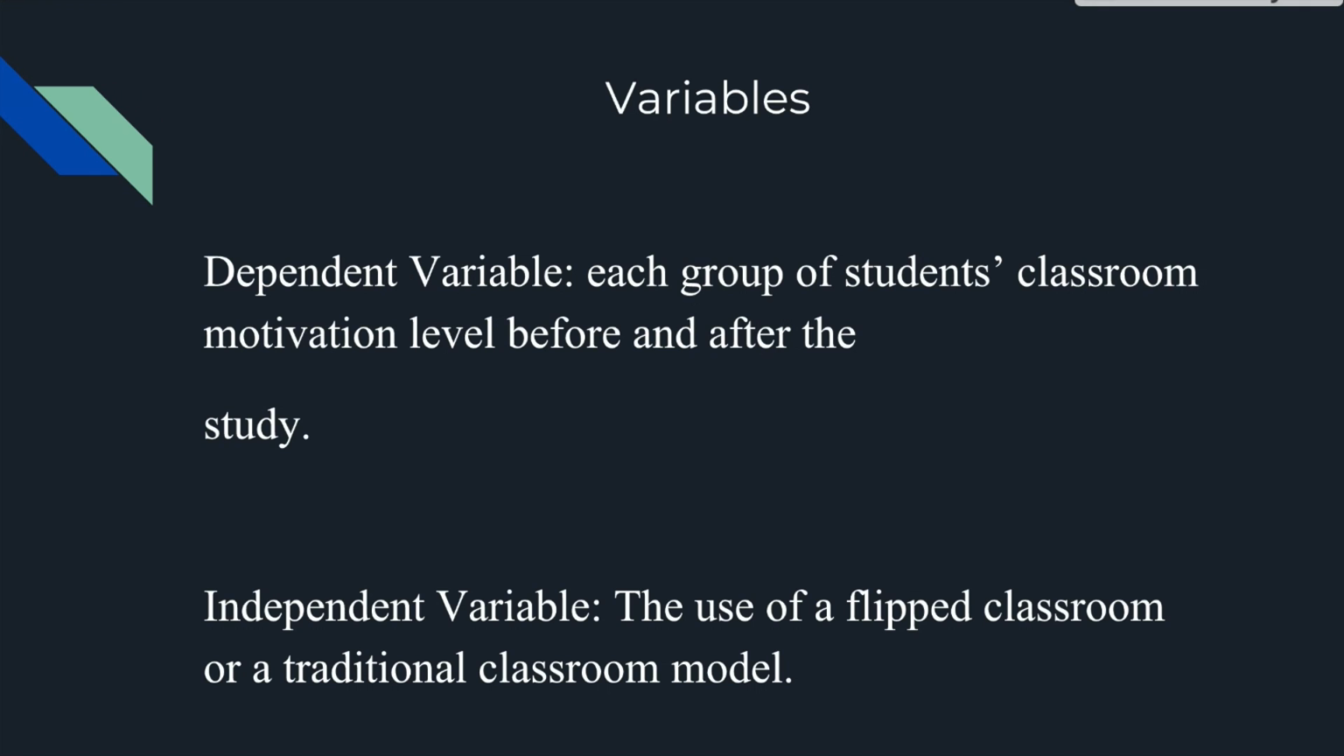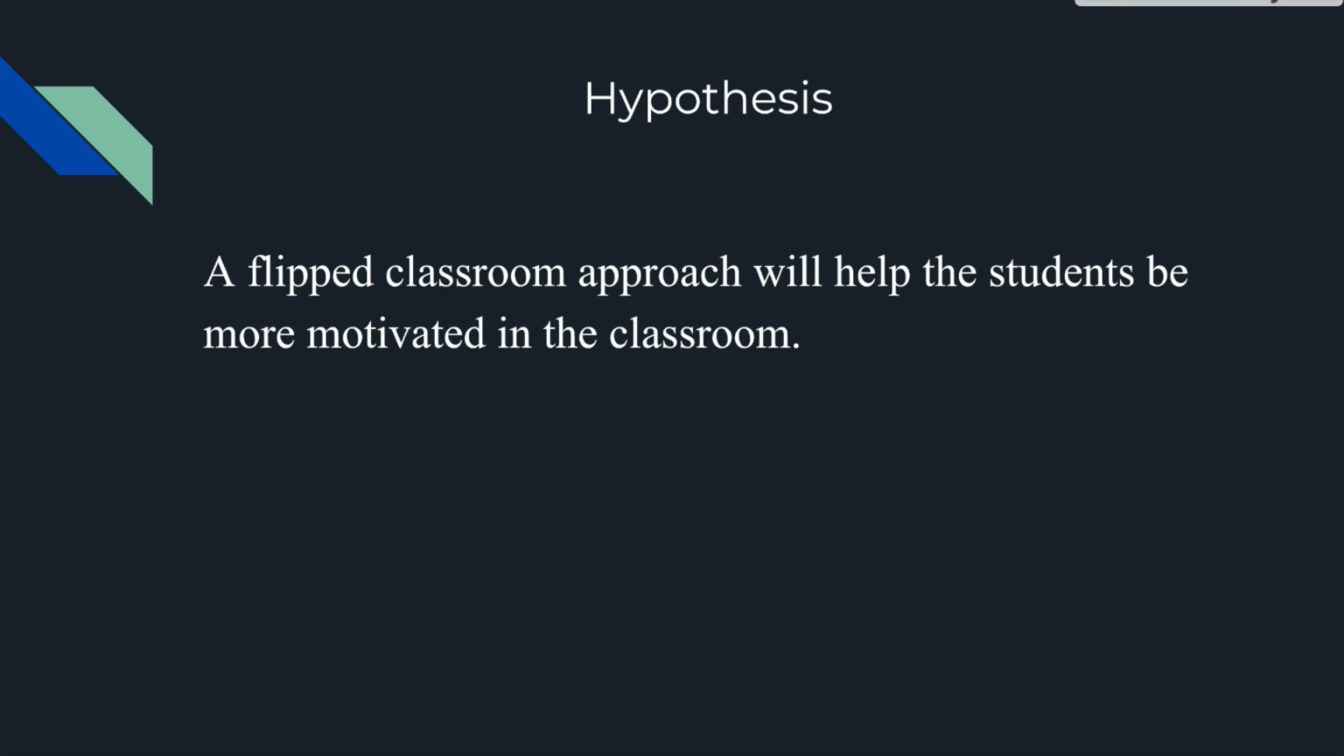So for this project, my dependent variable was each group of students' classroom motivation level before and after the study, and the independent variable was the use of a flipped classroom or a traditional classroom model. And my hypothesis was a flipped classroom approach will help the students be more motivated in the classroom.